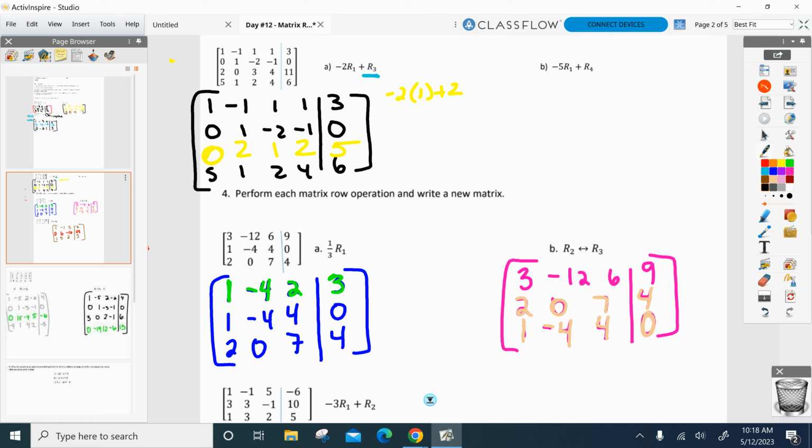Negative, and again, go back to the original matrix I gave you. Negative 5 times row 1 plus row 4. Okay, think about it. What row are we replacing? 4, yep. So just keep 1 through 3 the same, but make sure you're adding row 4 now.